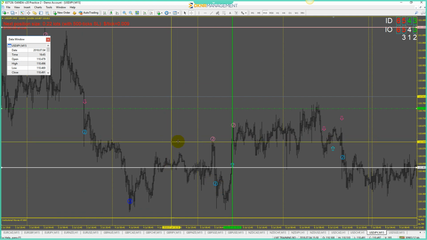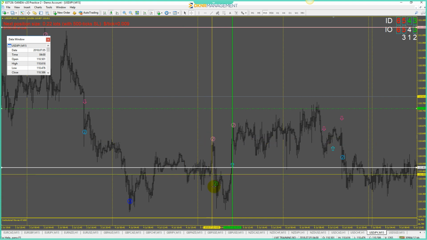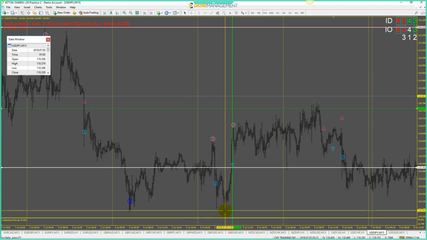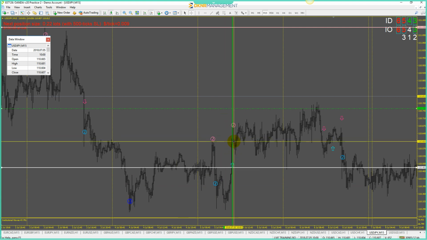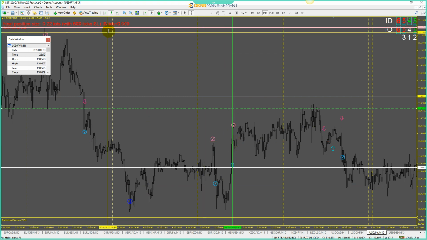There's the high of the day. It breaks the high of the day. There's the 2 long. There's the low of the 2 long. This is a higher low on the 2 and an arrow. There's another entry right there. Now your recent high is here.